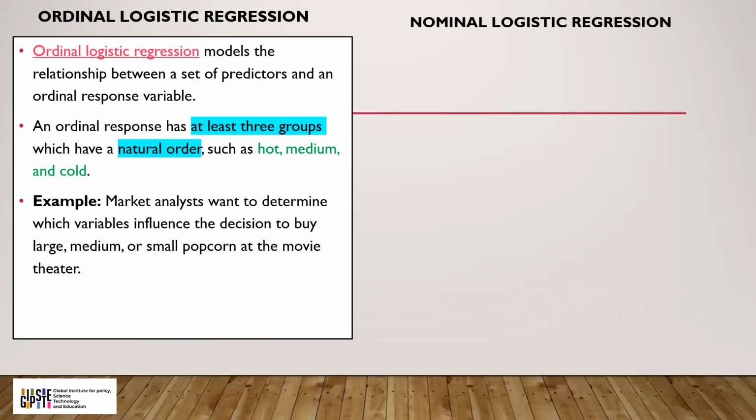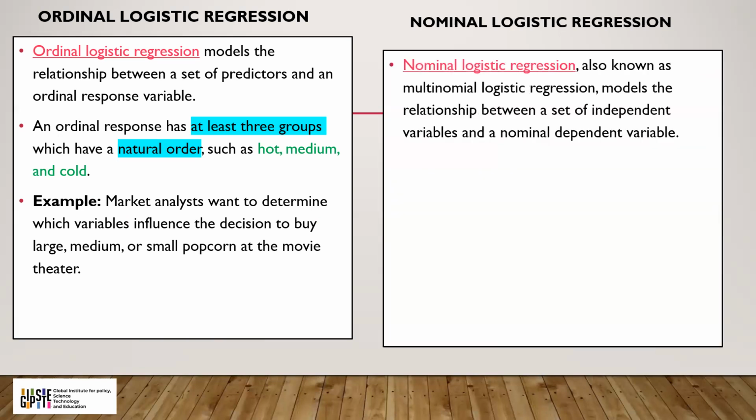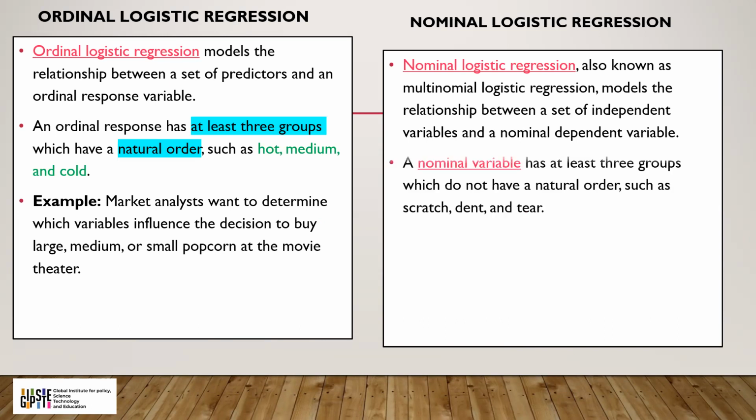The next is the nominal logistic regression. The nominal logistic regression, also known as the multinomial logistic regression in some textbooks, models the relationship between a set of independent variables and a nominal dependent variable. A nominal variable has at least 3 groups, which do not have a natural order, such as scratch, dent, and tear. So in this case, it's not ordered, but it has more categories.